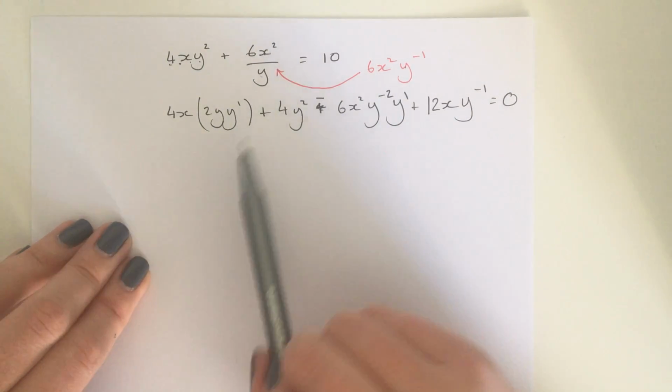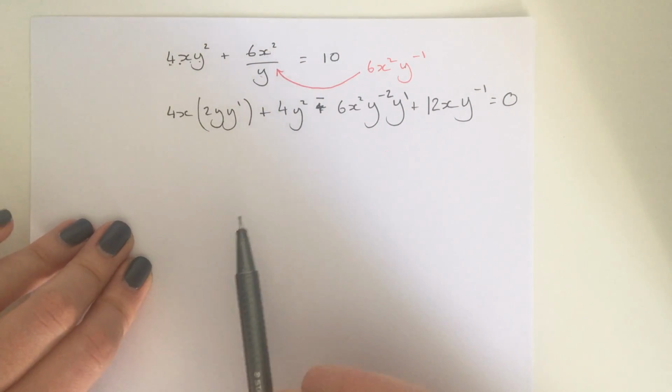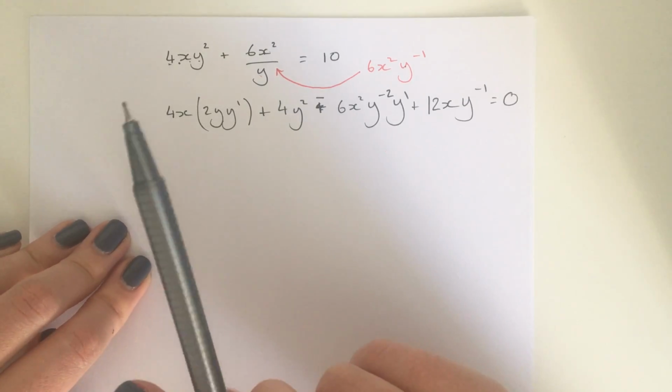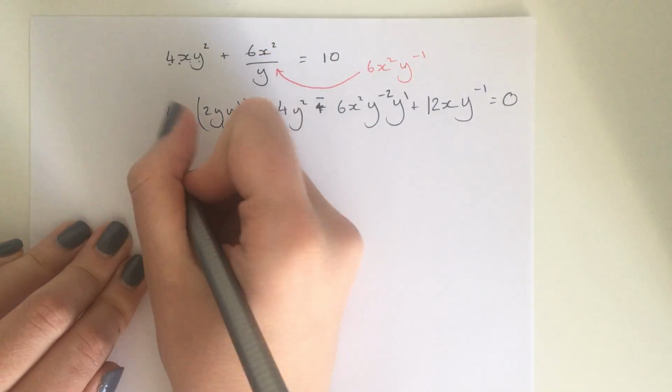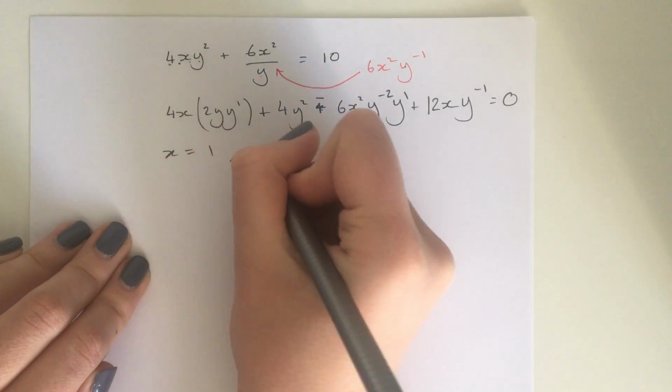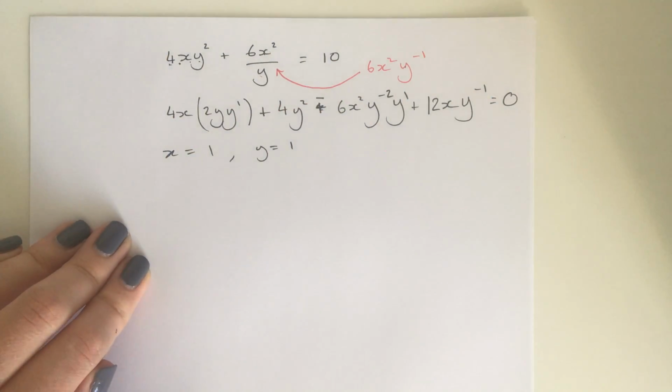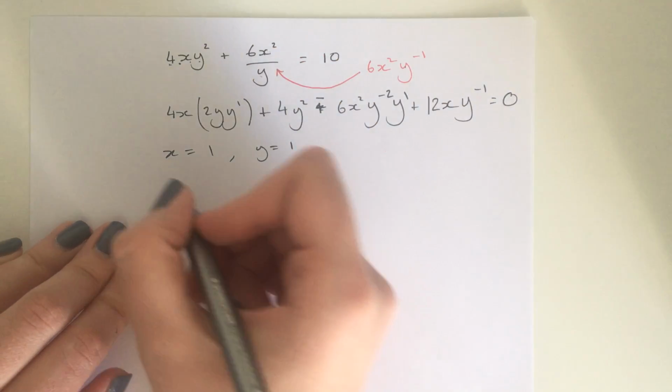Now I could try and rearrange this so I've got y dash is equal to, if I wanted to find the derivative. However, I just want the derivative at the point (1, 1), so it might be easiest to just come along and start off my substitution. x equals 1, y is equal to 1. And then now you're just going to plug in 1 everywhere in here.